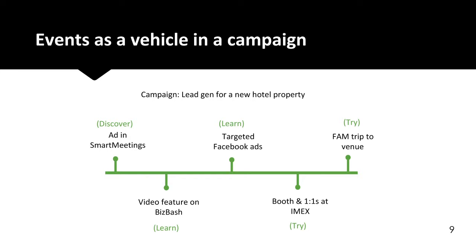So if they saw your ad in Smart Meetings and they Googled you or put in your URL, or if they saw your video in BizBash, you're able to track them with these pixels, which we'll talk about later, so that when they're just scrolling through Facebook, your ads are going to pop up for them.